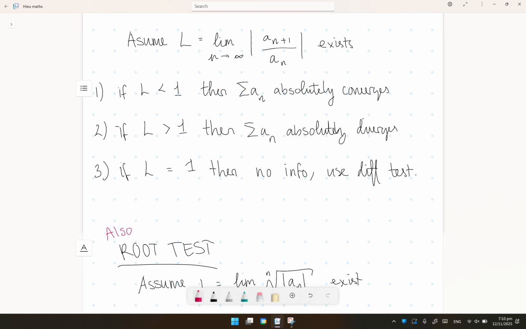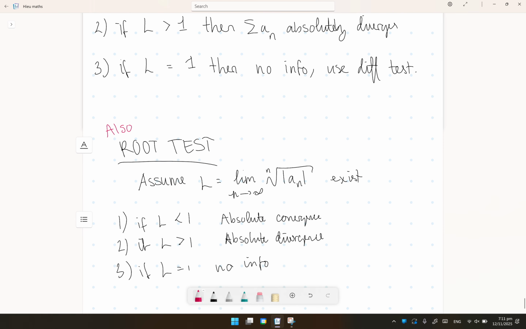And then when L is equal to 1, that gives us no information, and then we have to use a different test. I know it's a bit different from geometric sequences, where if r equals 1, then you know it's divergent. But this is not true. If L equals 1, that's because the form is not a geometric sequence. Like the form isn't 1/2 plus 1/2 squared plus 1/2 cubed. If you get 1, it's because the form isn't like this, right?